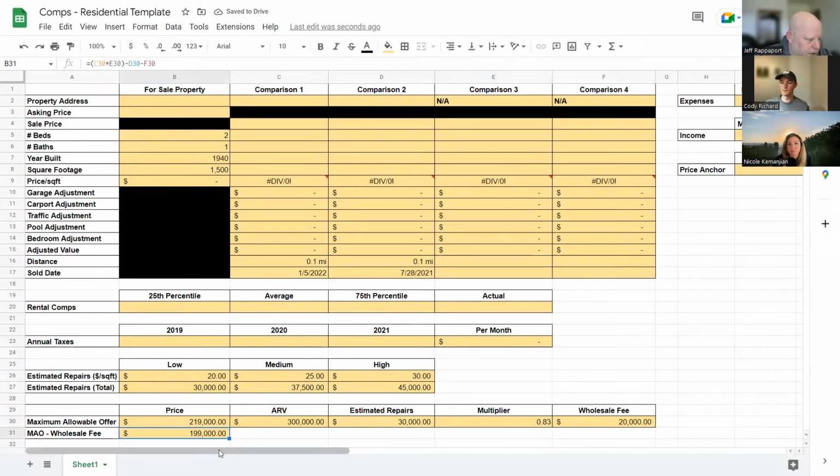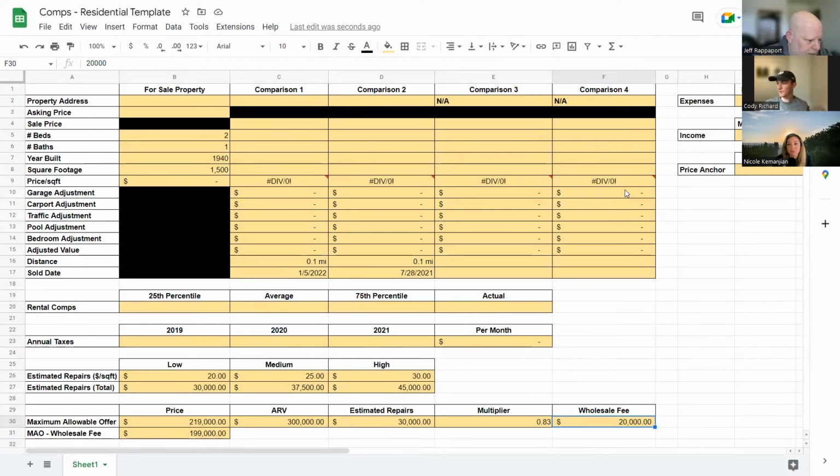Okay, so that would be your wholesale. So that's the MAO with a wholesale fee of 20. Yeah, with the fee, with the multiplier, and all that stuff. Got it. But after that, obviously, I look at a lot more owner financing.